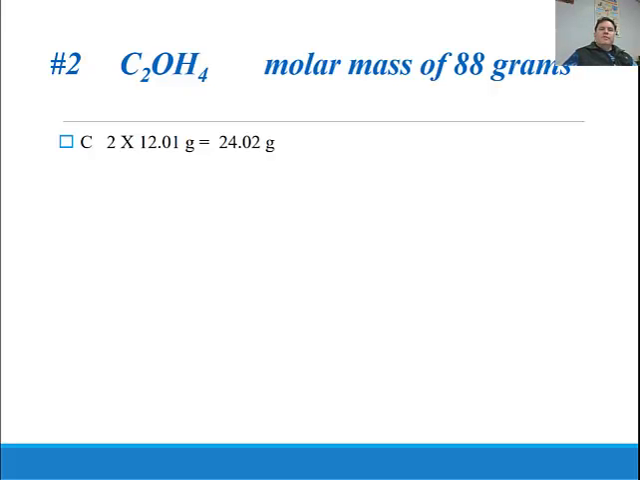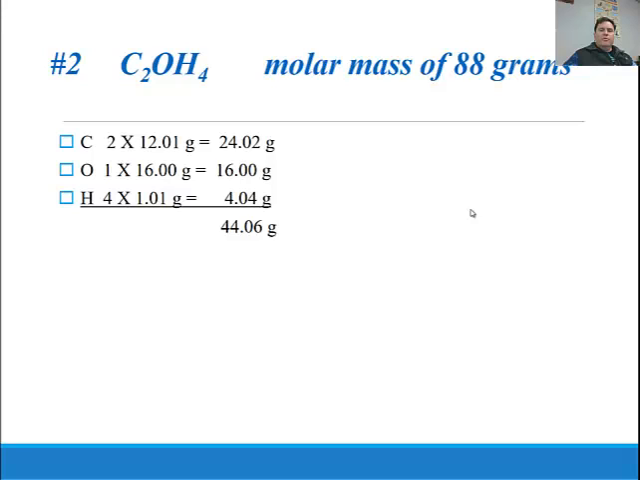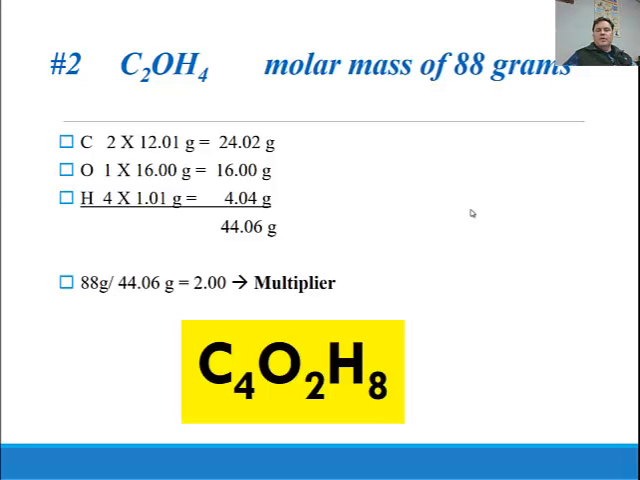Okay, so we figure out the molar mass. It has a molar mass of 88 grams, given in the problem. Now we've got to figure out the molar mass of the empirical formula, which we should have come up with 44.06 grams. So we're going to take 88 divided by 44, which gives us a multiplier of 2. So we're going to multiply everything through by 2, and we get C4O2H8. So not too difficult. If you're having struggles, come see me.